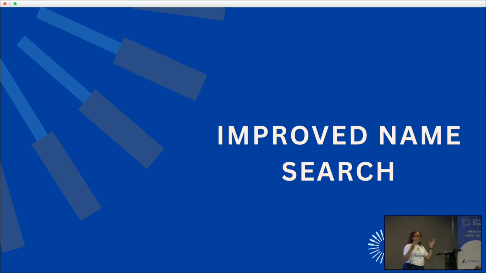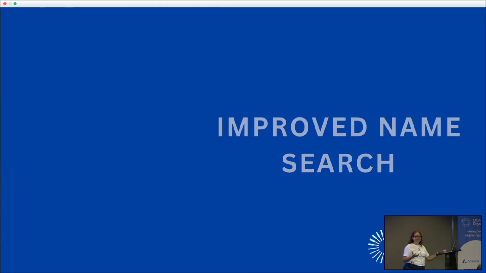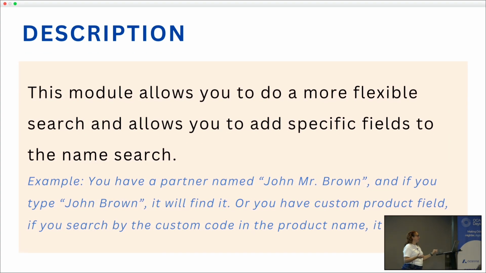So the first one, the name of the module is, if you're new, you have to know that there's a functional name for the modules and a technical name. So this is the functional name, okay? Improved name search. It says what it does, okay? But it does a little bit more.